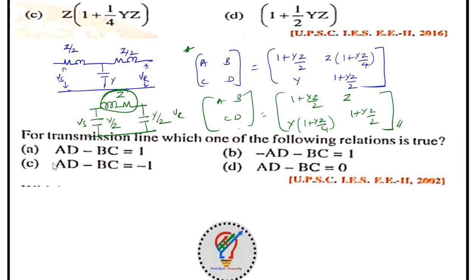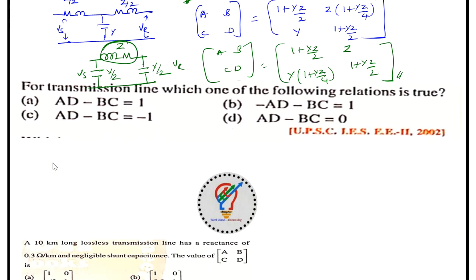Next, the second question for you is: for a transmission line, which of the following relationships is true? We discussed this same point in the case of two-port networks. For any network to be symmetrical, the parameters A equal to D should hold, and for reciprocal, AD minus BC is equal to 1.